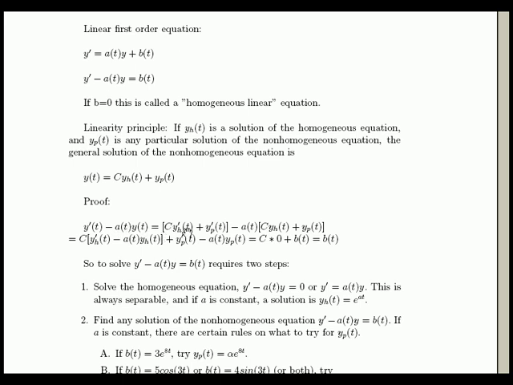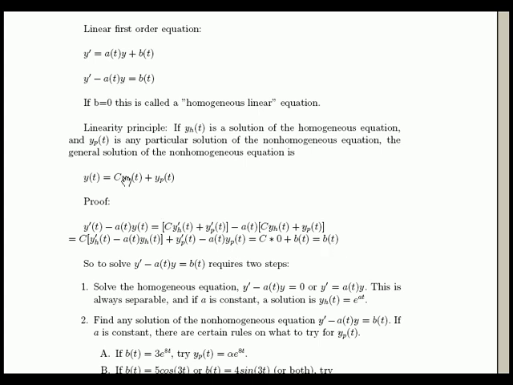And we just write that out here, y prime minus a of t y. Y prime is c y h prime plus y sub p prime, and then minus a times y. Combine the 2 h's, and you get c times y h prime minus a of t y h, and that gives you 0 because y sub h is a solution of the homogeneous equation, so that's 0 times c, and this gives you the b, so together they give you b.